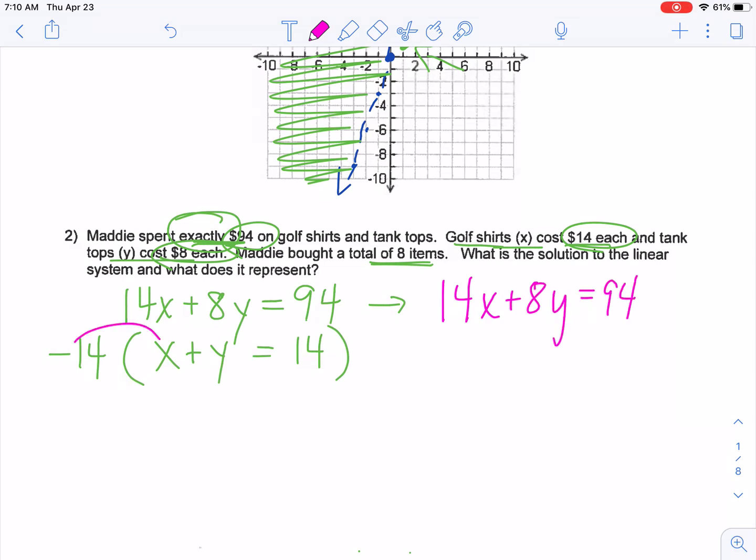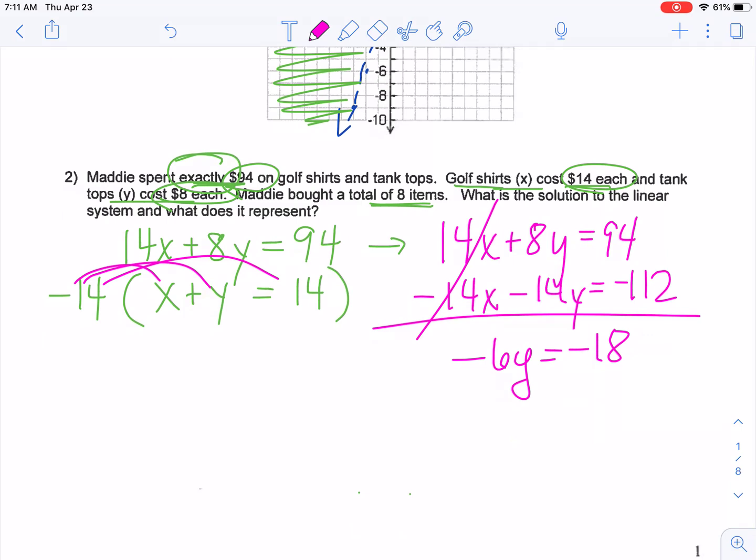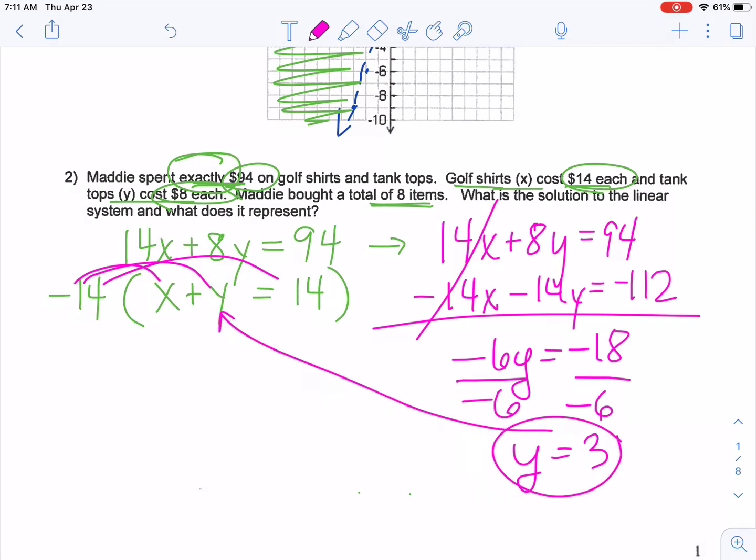I'm going to distribute this negative 14 to everything. So now I have negative 14x minus 14y equals negative 112. These eliminate. I now have negative 6y equals negative 18. I'm going to divide both sides by negative 6, and y equals 3. Well, that means that she bought 3 tank tops. So I now need to find out how many golf shirts she bought. So I'm going to plug this 3 into the second equation because that's going to be a whole lot easier than plugging it into the first.